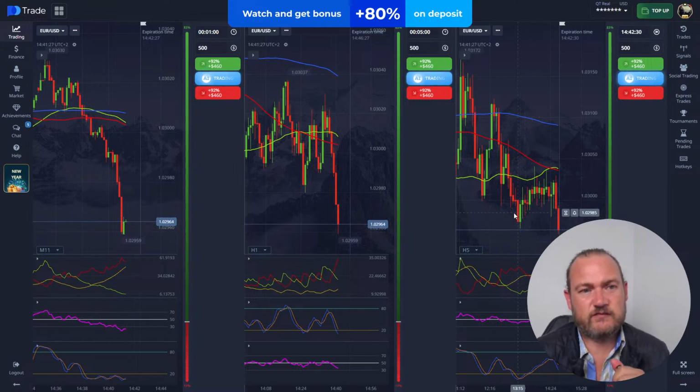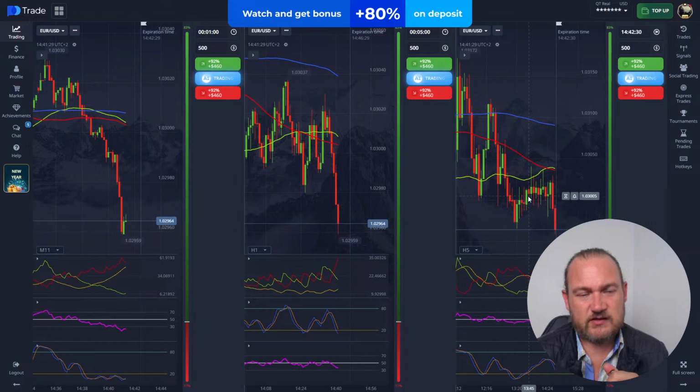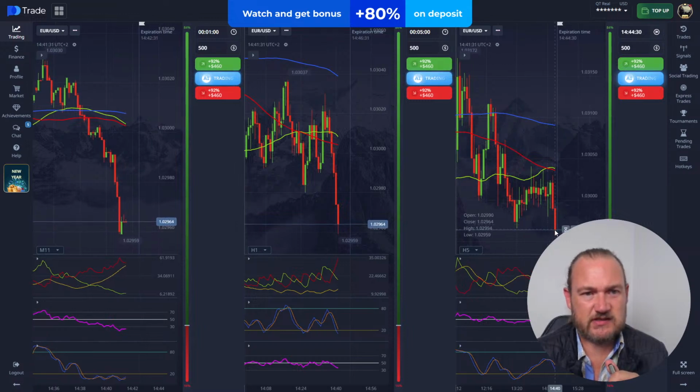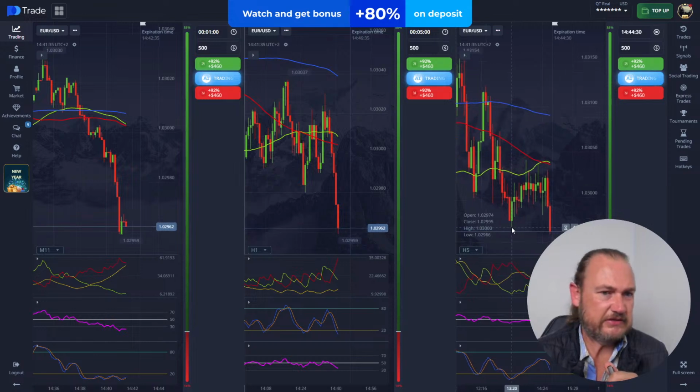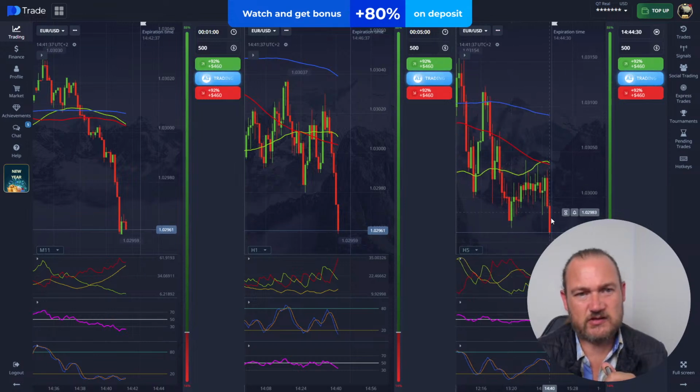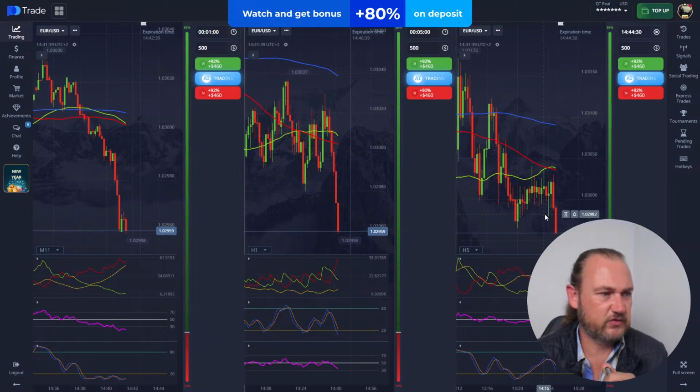We did make a new low finally from this downwards move, even if we don't close below this, but we did break this previous low. So I think we can safely say that we are in a downwards move again. We are moving downwards.